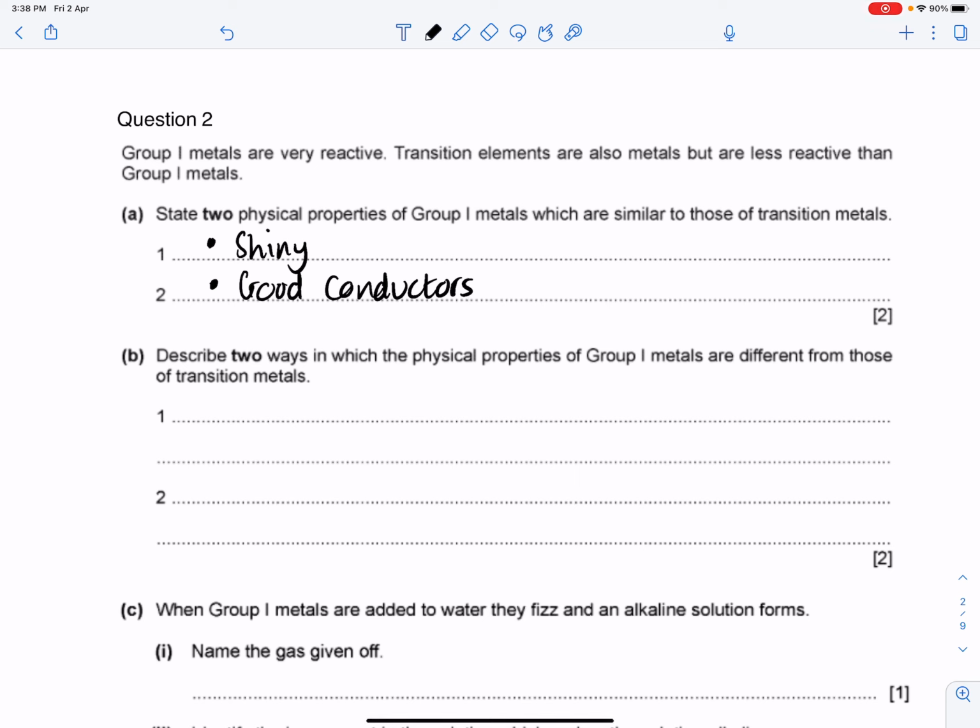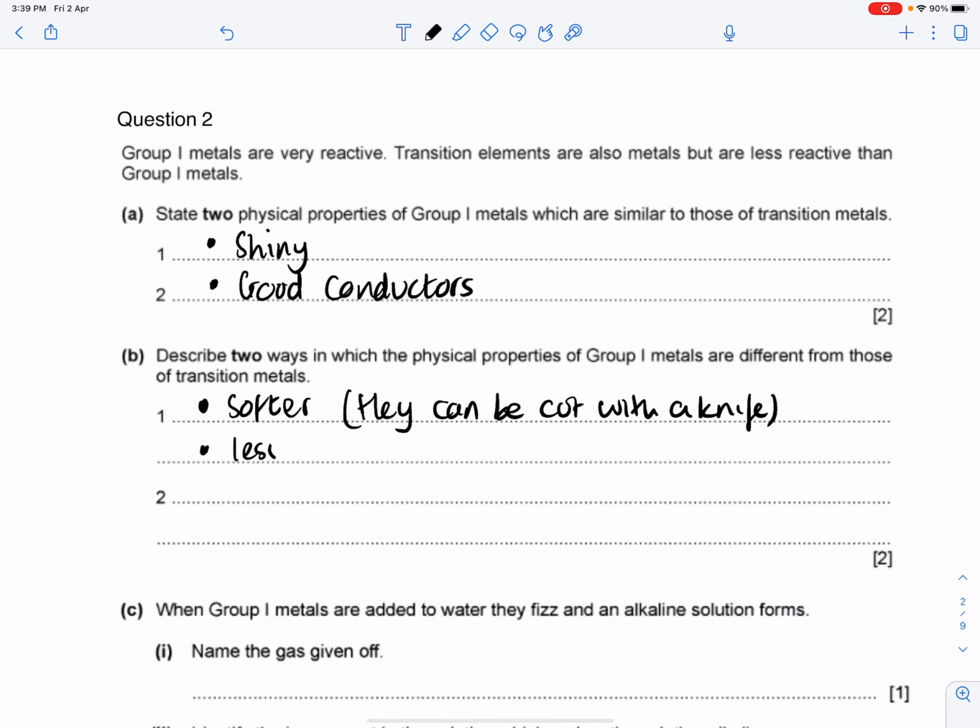Describe 2 ways in which the physical properties of the group 1 metals are different from those of the transition metals. So you've got 3 that you can choose from. You can say that they are soft, softer. Then you could clarify they can be cut with a knife. You could also say that they are less dense. You could say the transition metals are harder. And just for good measure, you could say that they have low melting points.